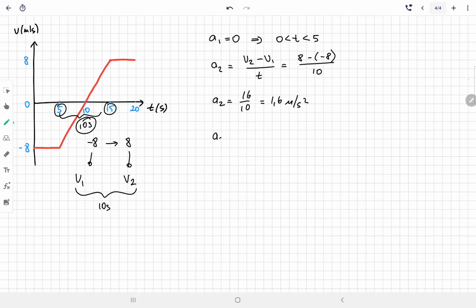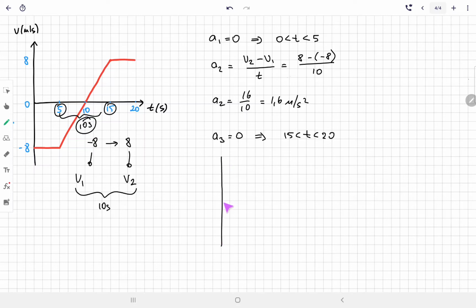So let's call acceleration 3 for this part of the motion, starting from 15 seconds to 20 seconds. Again, it's very simple. Velocity is not changing, it's always 8, it's moving to the right side, and no change in velocity, so acceleration is equal to 0 between 15 and 20 seconds. That's all. We finished.